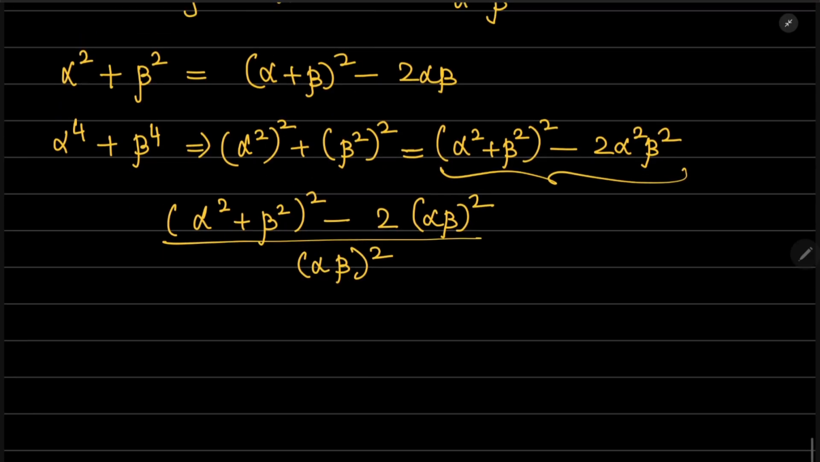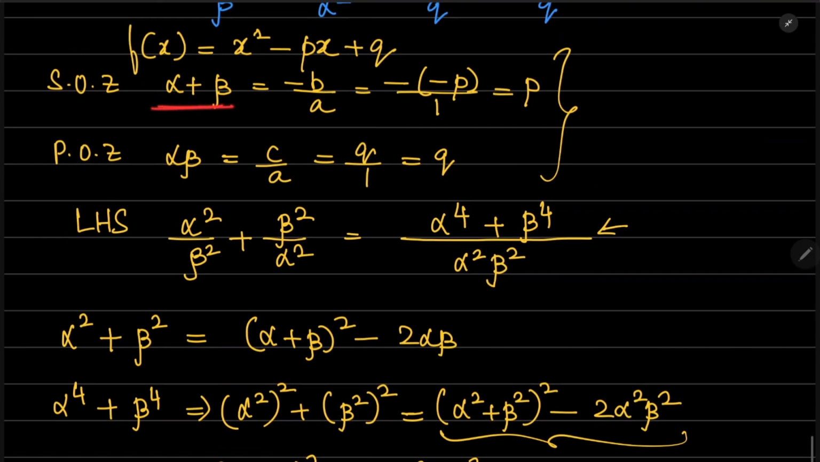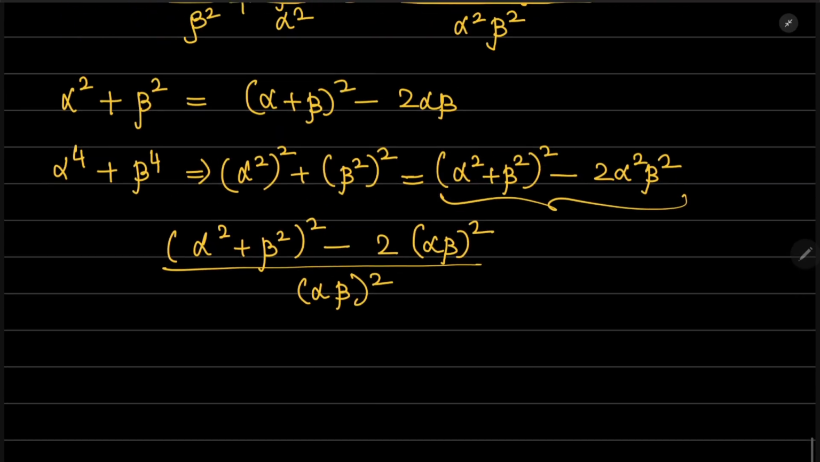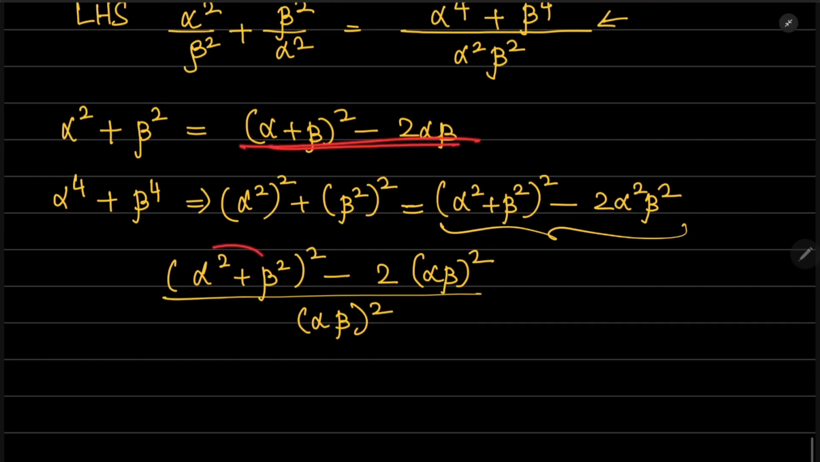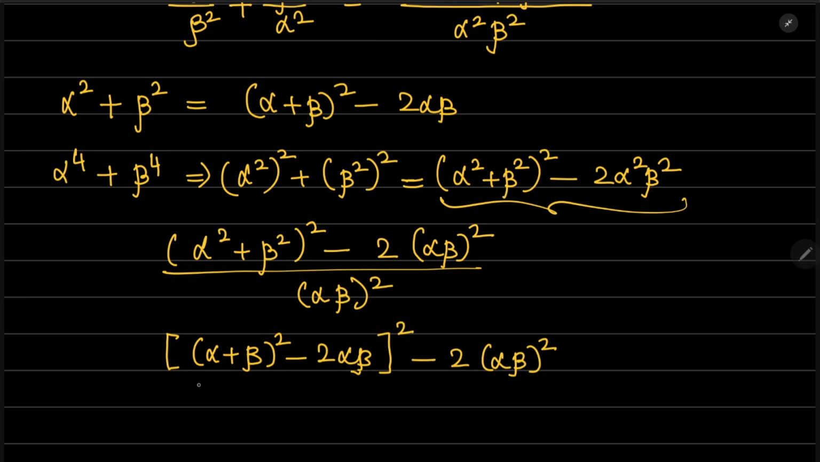Now this term, alpha square beta square, we don't know. All we know is alpha plus beta, the sum of zeros, and the product of the zeros. So let us apply this identity here. See, alpha square plus beta square is the one within the square. So replace it with the identity: alpha plus beta the whole square minus 2 alpha beta, again the whole square, minus 2 into alpha beta the whole square, divided by alpha beta the whole square. Everything else remains the same.